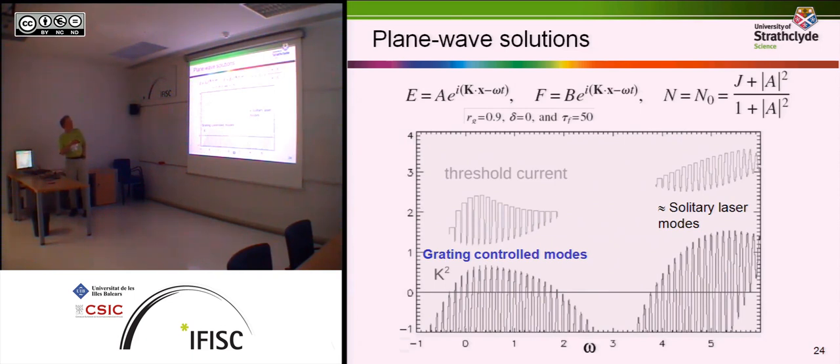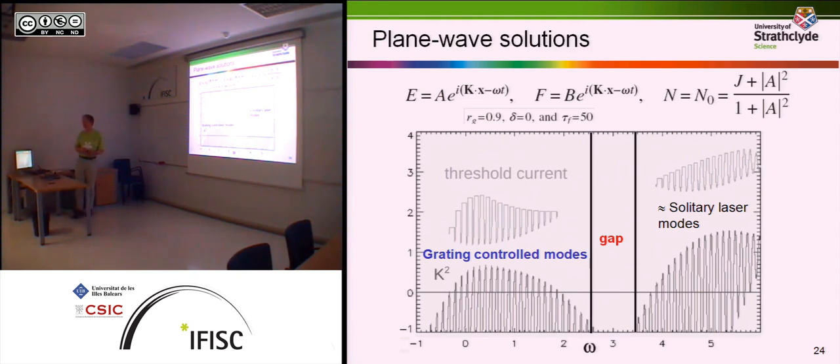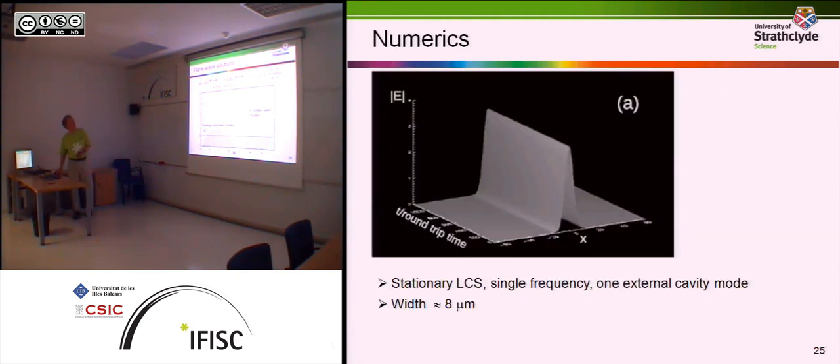here are the transverse wave numbers depending on frequency. This is the threshold current depending on frequency. Here you have essentially the solitary laser. Here you have the grating controlled modes. You see that the threshold is lowest for some transverse wave number belonging to the grating controlled modes. And in between the solitary laser modes and the grating controlled modes is a gap I explained to you qualitatively before in the diagrams.